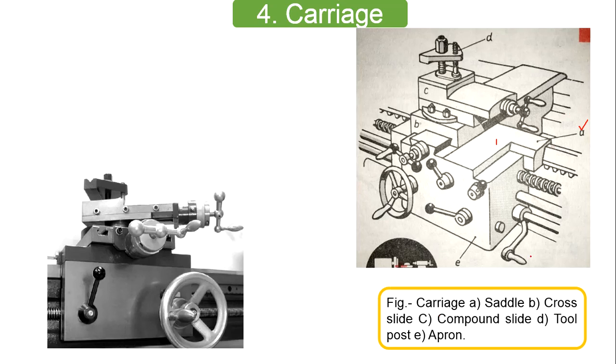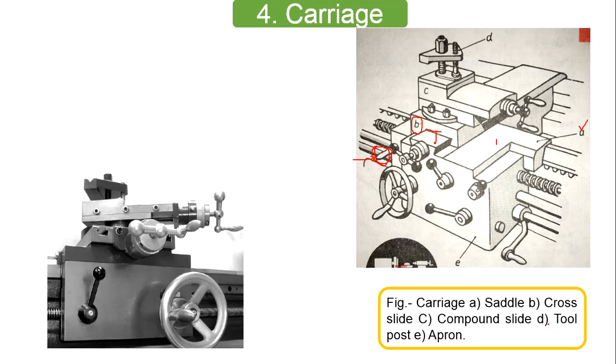Then we have the cross slide, B. This cross slide provides the perpendicular or cross motion with the help of this handle. When you rotate this handle in the clockwise or anti-clockwise direction, your cross slide will move in the forward or backward direction.